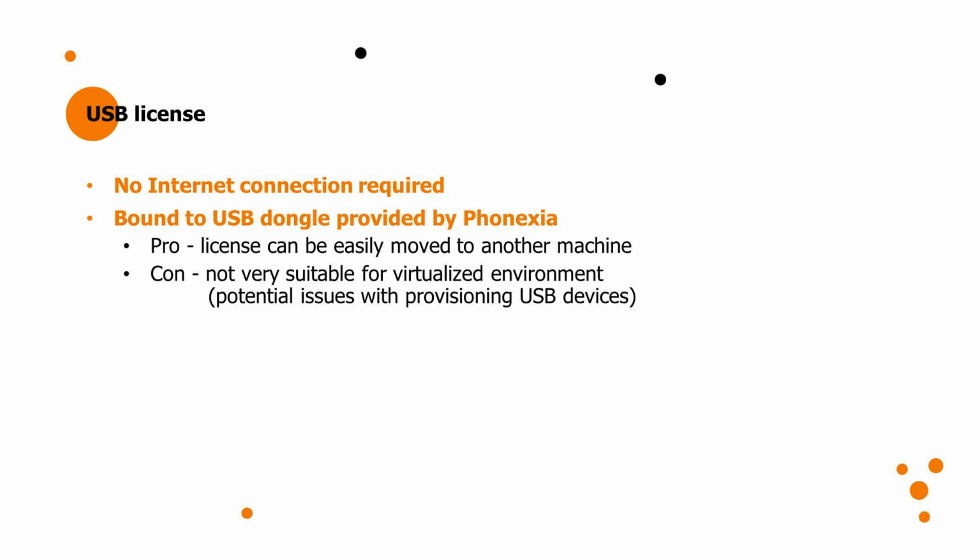USB license is bound to special USB dongle provided by Phonexia, which must be inserted in a USB port of the machine at all time. USB license does not require any internet connection, so it's good for usage in installation which should or need to be isolated from internet. It can be useful in cases when license would be moved from one machine to another, for example when building a prototype solution on a temporary hardware and then moving it to another more powerful hardware. On the other side, it's not very suitable for virtualized environment due to potential issues with USB provisioning.